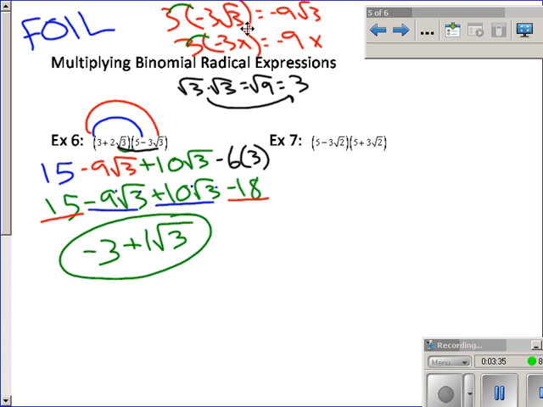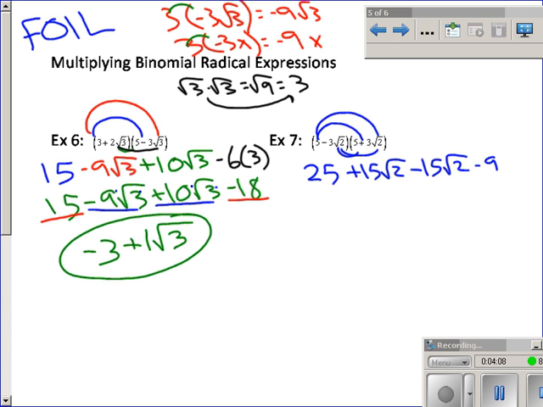So if we look at example 7, we're going to follow the exact same steps. I'm going to do it all in one color. 5 times 5 gives me 25. 5 times 3 root 2, so I'm multiplying the 5 times the 3 to get 15, and then we bring along the root 2. Then on the inside, again, 5 times negative 3 root 2. So 5 times negative 3 makes negative 15 root 2. And then I multiply the last two terms. I have to multiply the negative 3 times the positive 3, which gives me negative 9.